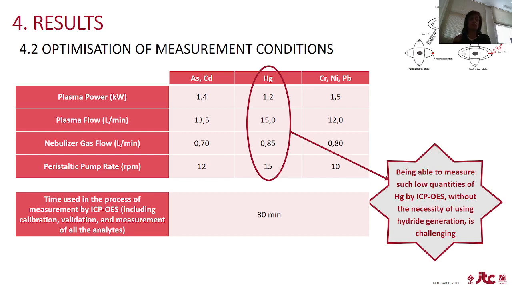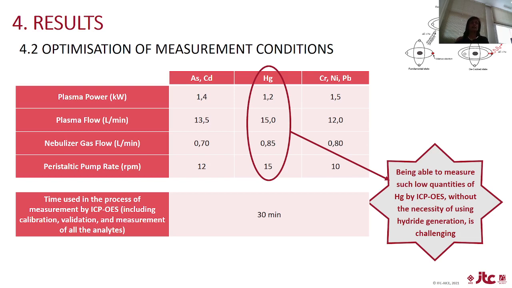A set of conditions was optimized for each group of elements to obtain the best signal-to-background ratio and lower the uncertainty of the measurement. Mercury had to be measured with different conditions due to its high volatility. Plasma power and plasma flow were optimized in order to get a low plasma temperature to avoid loss of signal. Nebulizer gas flow and peristaltic pump rate were increased in order to get better sensitivity.